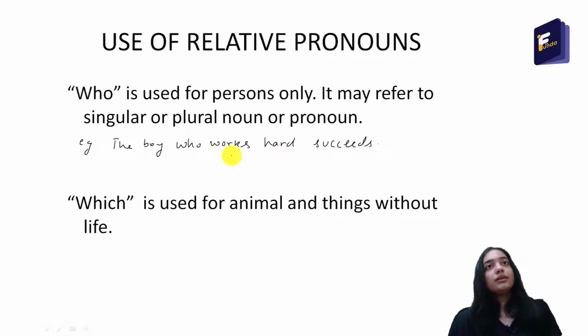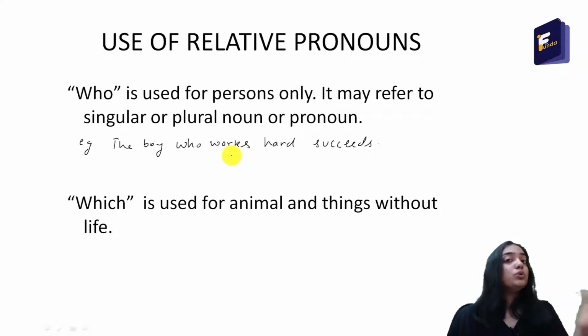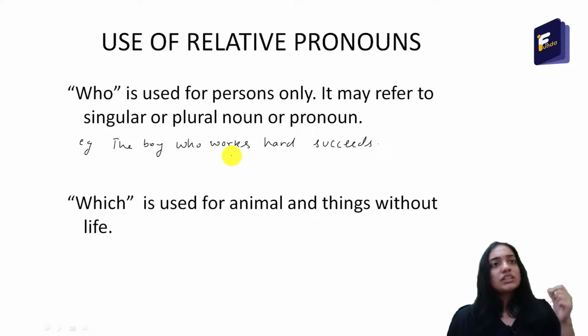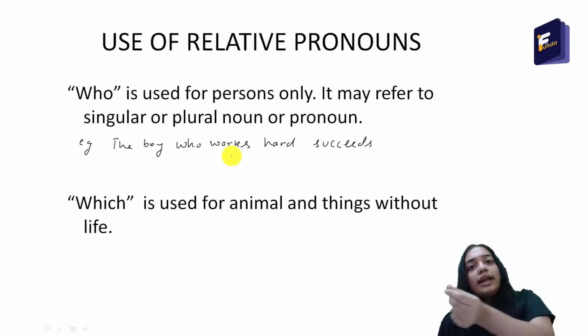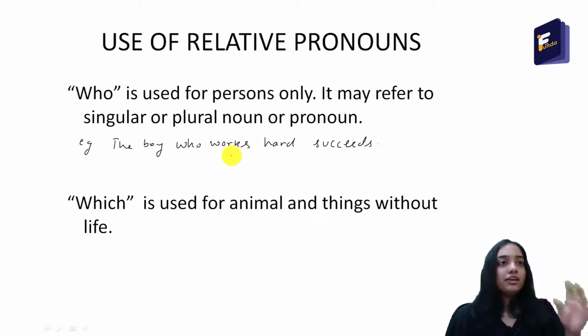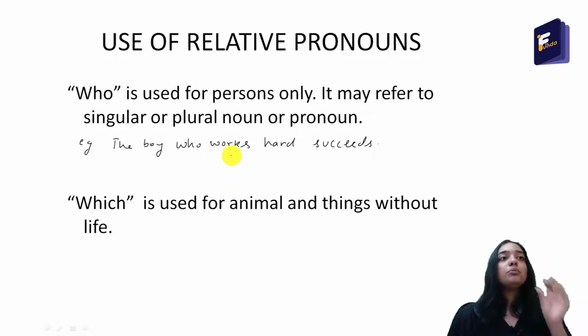You cannot say the horse who won the race, because a horse is an animal and you cannot use the word who to refer to a horse. Similarly, for a book, the book who I liked. So this is very funny. It means who cannot be used for a book, because a book is not a person; it is a thing. So who is used only for persons. Okay, for people.